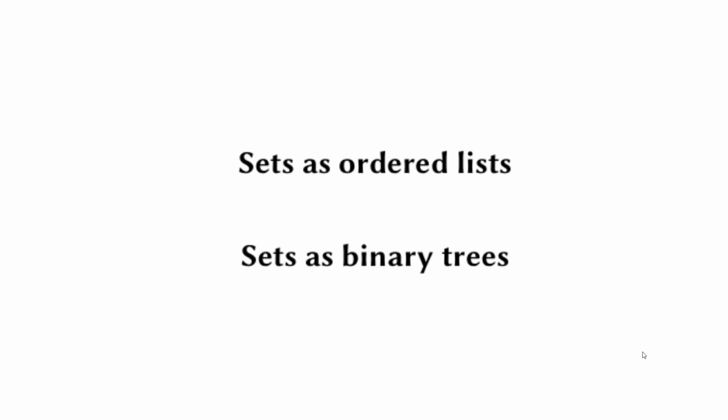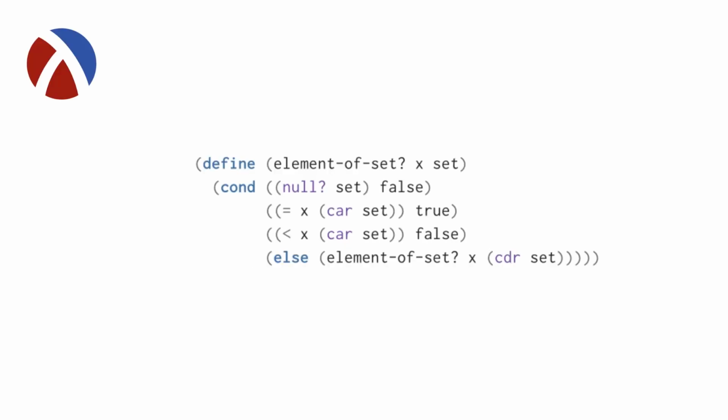And at this point in this subsection, 2.3.3, it goes from the naive implementations to two alternative implementations. The first one they talk about is if you have your elements in sorted order, and the second is if you represent your elements as a binary tree. So the first one we're going to look at is the ordered lists.